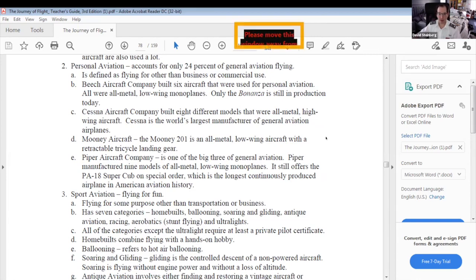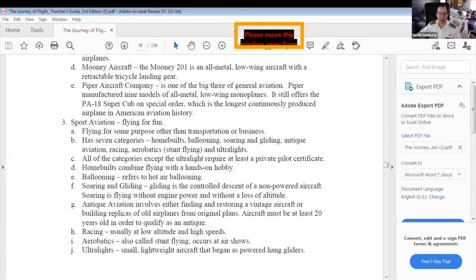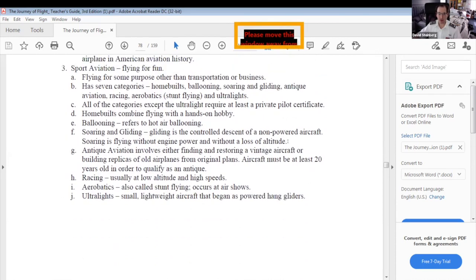Then we have a different category called sport aviation or light sport aircraft, LSAs. The regulations are a little bit different for those. The bar for getting into them is a little bit lower. There are seven categories. We have home builds, balloons, soaring, and gliders. As John, you mentioned earlier with gliders, that falls under this category. And we also have antique aviation, which could be old war birds from, let's say, World War I, perhaps World War II. And then there are the purpose-built racing aircraft.